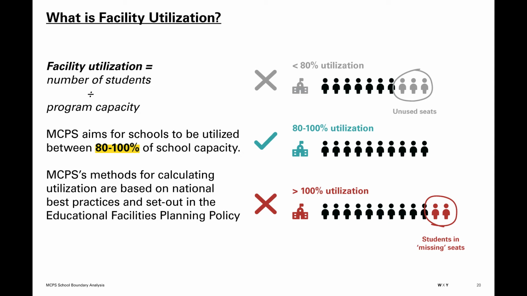MCPS aims to have schools that are utilized at rates between 80 and 100% of that school's capacity. That means we don't want to see schools that are utilized at under 80%, because that means the school has unused seats and unused resources. We also don't want to see schools with greater than 100% utilization because that means there are more students than there are seats and resources.